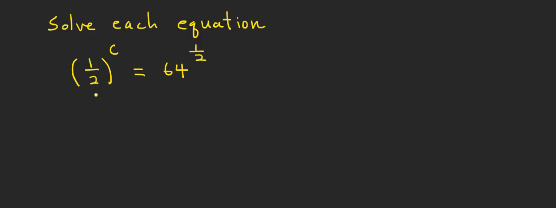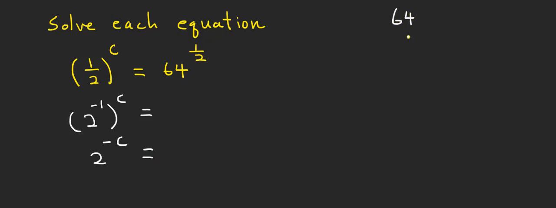Now let's solve this equation over here. You've got 1 over 2 to the power of c equals 64 to the power of 1 over 2. You have a different base, but it looks like we could make it in terms of 2. So that becomes 2 to the negative 1, to the power of c, which will be 2 to the negative c. What about 64?